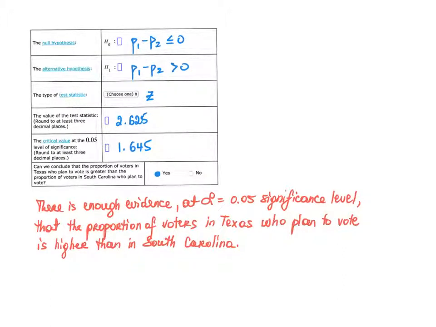In this case, the question was, can we conclude that the proportion of voters in Texas who plan to vote is greater than the proportion of voters in South Carolina who plan to vote? And we concluded it is true, and therefore I say yes.